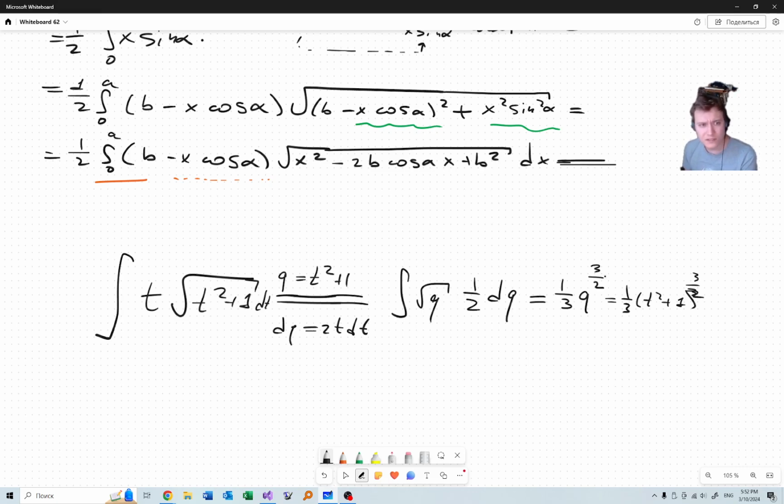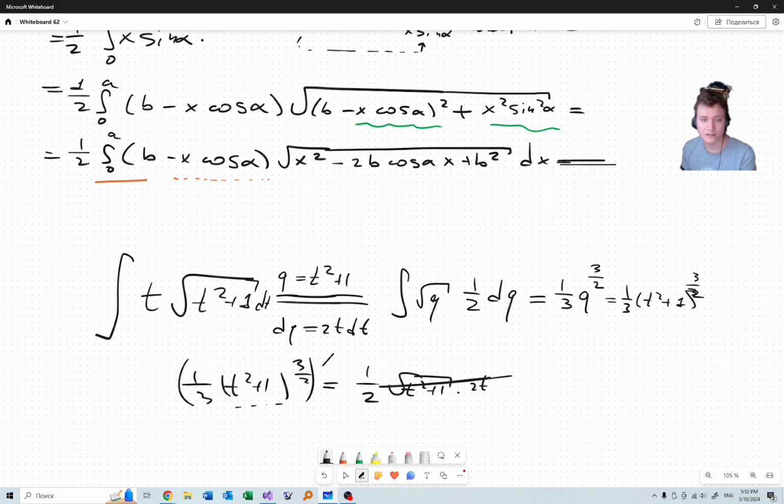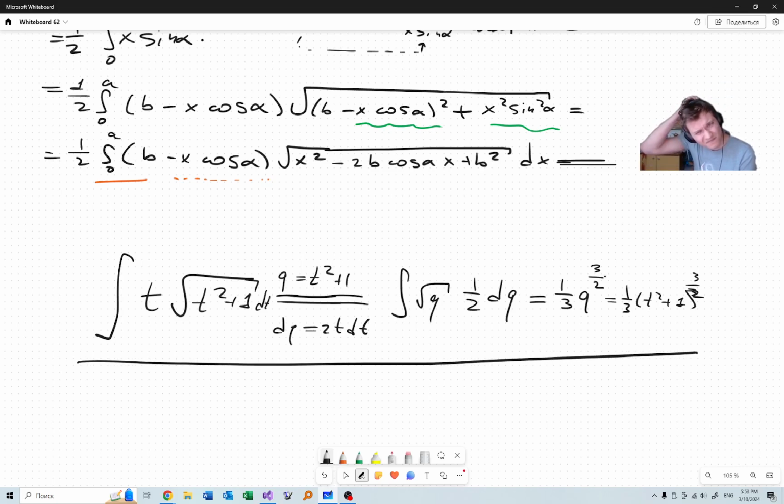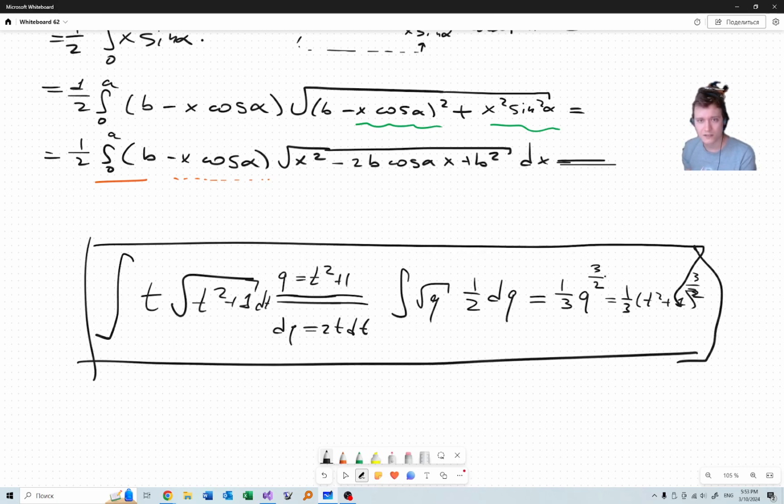Is it correct? Let's recalculate. So 1/3 t squared plus 1 to the power 3/2, prime, equals 1/2 square root of t squared plus 1 times the derivative of this, which is 2t. Yes, this is fine. So now we know this nice integral. Then let's continue.